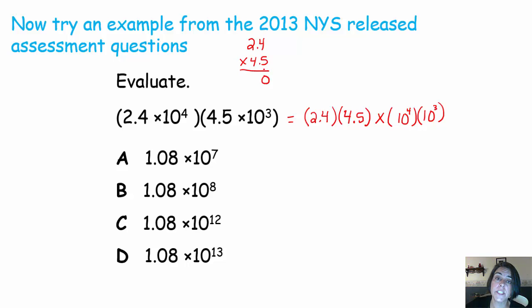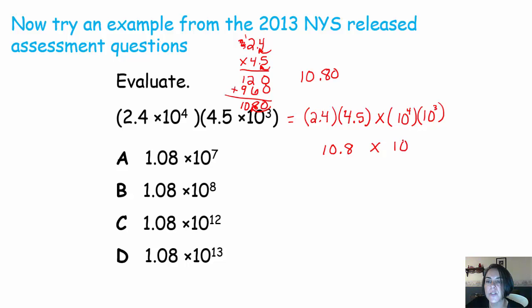5 times 4 is 20, put down a 0, carry a 2. 5 times 2 is 10, and 2 is 12. Put down a 0 as a placeholder. 4 times 4 is 16, put down a 6, carry a 1. 4 times 2 is 8, and 1 is 9. And then you go ahead and add those up. 0, 2, and 6 is 8. 9 and 1 is 10. And I say, okay, I have to move my decimal point over 2 places. So I know I get 10.80. We could just write that as 10.8 if we choose. So that's 10.8 times 10 to the, keep the base, add the exponents because we're multiplying, 4 plus 3. So that's 10.8 times 10 to the 7th.